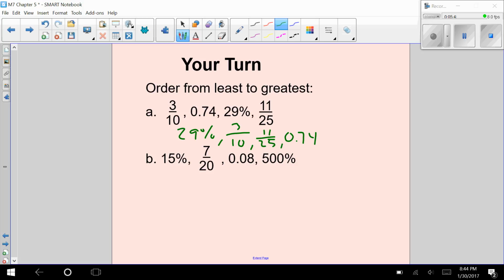For B, 15% is 0.15, 7/20 is 0.35, we have 0.08, and 500% is 5. So the smallest of these is 0.08, so we're going to start there. Then would be 0.15, or 15%. Then would come my 0.35, or 7/20, and then 500% because it is 5.